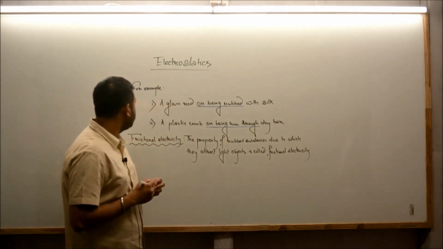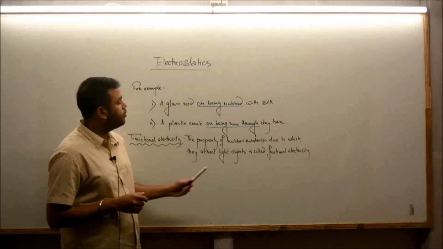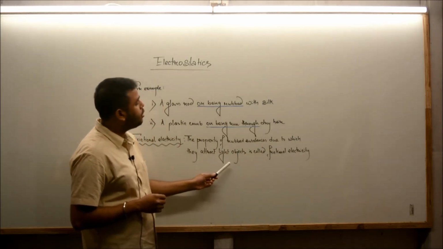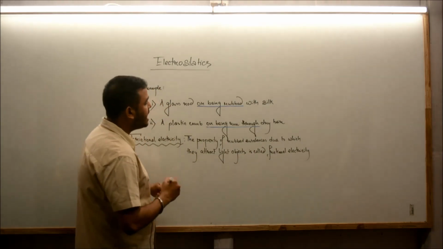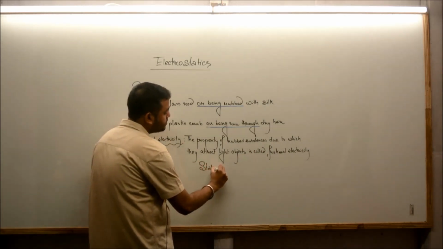So now we will see what frictional electricity is. The property of rubbed substances due to which they attract light objects is called frictional electricity. Frictional electricity is also called static electricity.